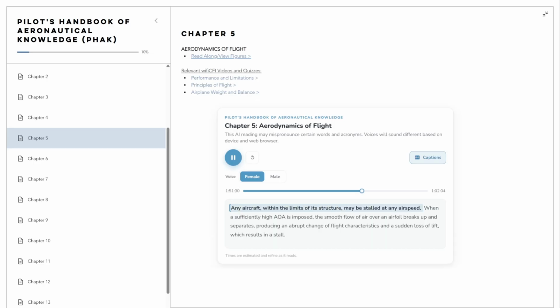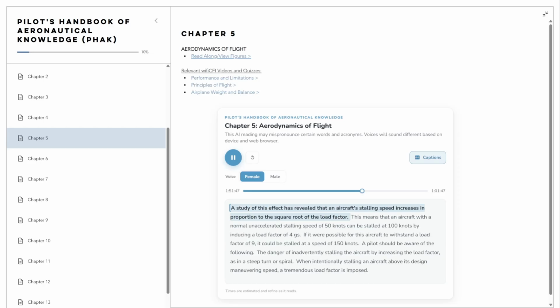Any aircraft, within the limits of its structure, may be stalled at any airspeed. When a sufficiently high AOA is imposed, the smooth flow of air over an airfoil breaks up and separates, producing an abrupt change of flight characteristics and a sudden loss of lift, which results in a stall. A study of this effect has revealed that an aircraft's stalling speed increases in proportion to the square root of the load factor. This means that an aircraft with a normal unaccelerated stalling speed of 50 knots can be stalled at 100 knots by inducing a load factor of 4 gs. If it were possible for this aircraft to withstand a load factor of 9, it could be stalled at a speed of 150 knots. A pilot should be aware of the following.